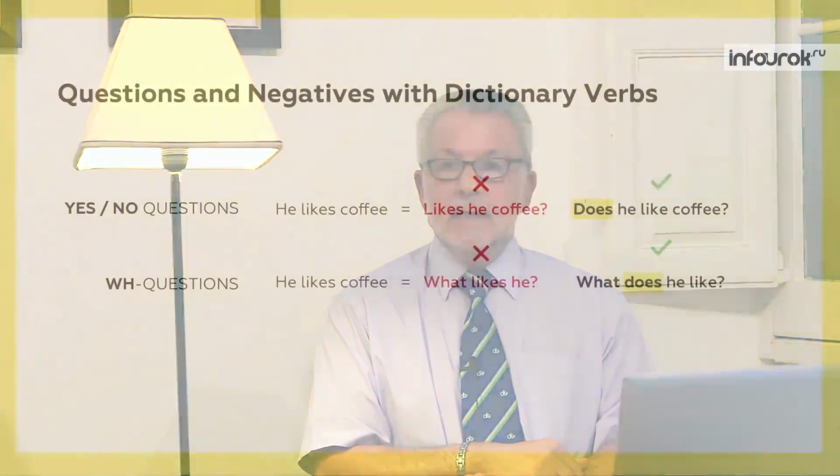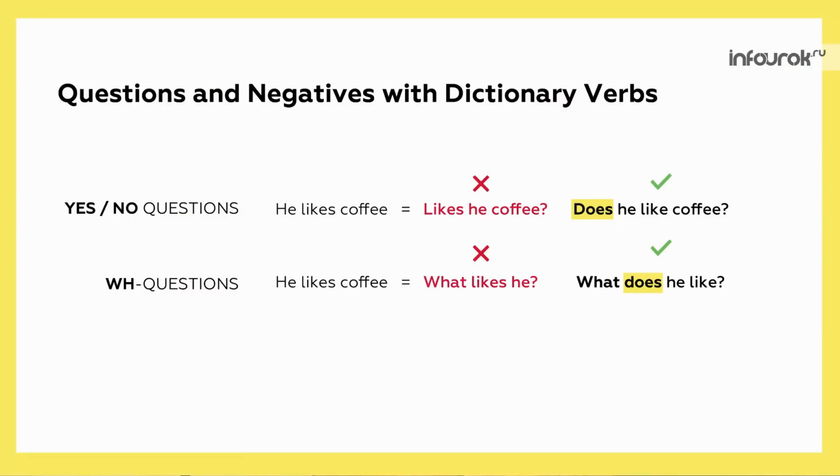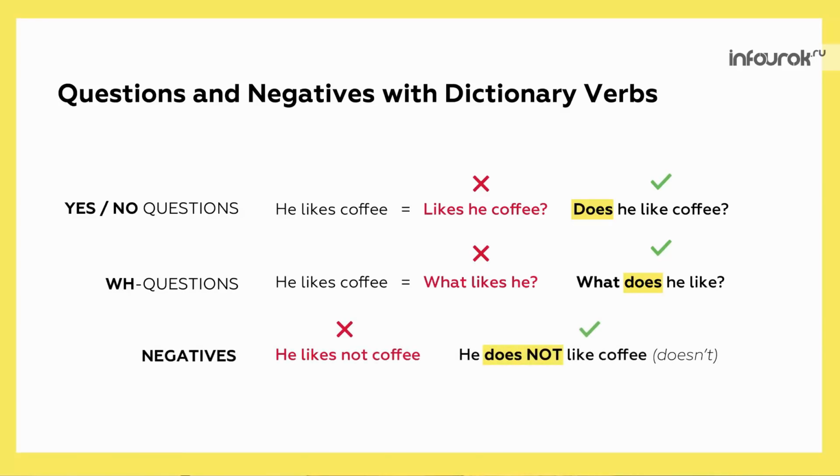The same can be said for an example with a WH word. For example, he likes coffee. We cannot say, what likes he? But we have to say, what does he like? The same can be said for the negatives. We cannot say he likes not coffee. We have to say he does not like coffee or he doesn't like coffee.